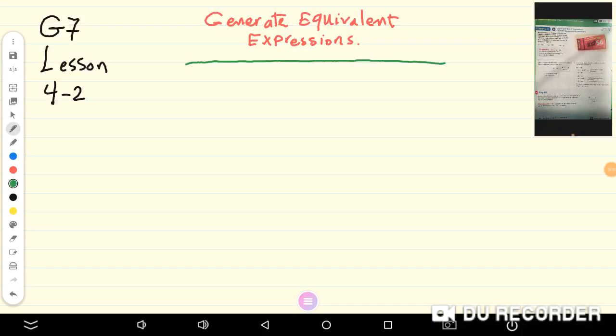Today we are going to study lesson number 4.2 for grade 7. It talks about equivalent expressions and how to generate equivalent expressions. Actually, from your book, the first example is a good way to start.